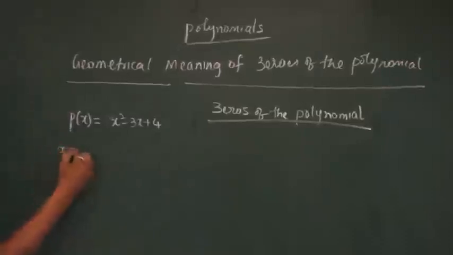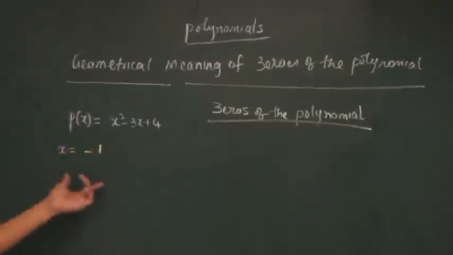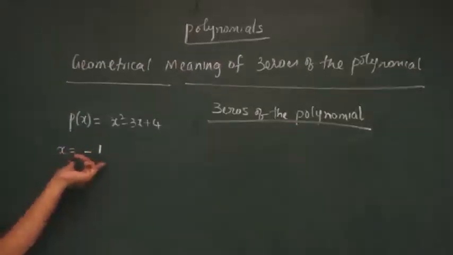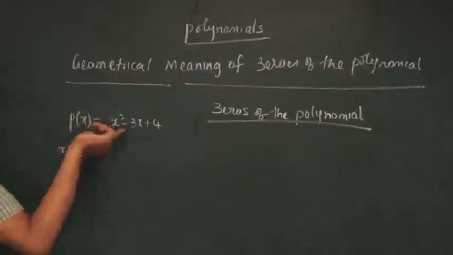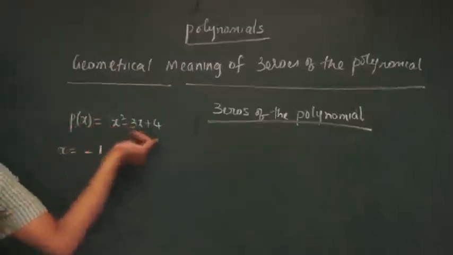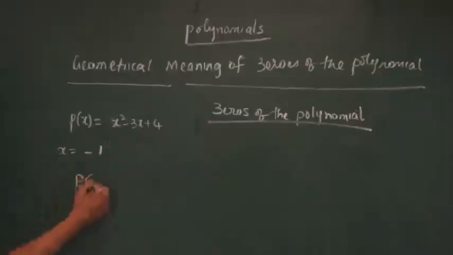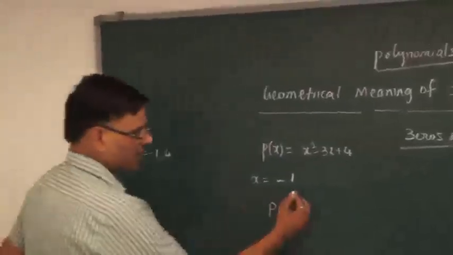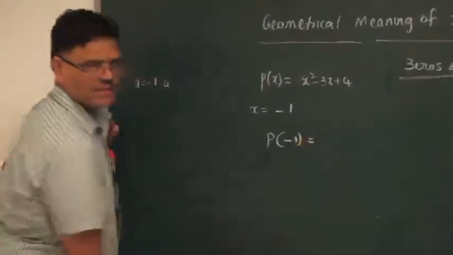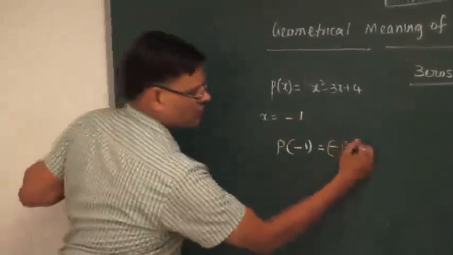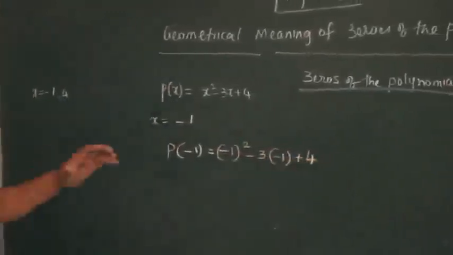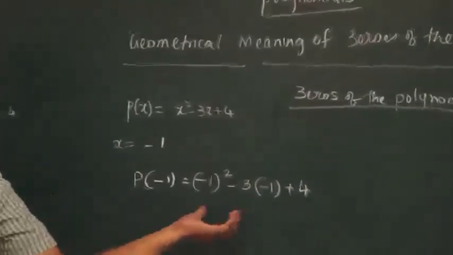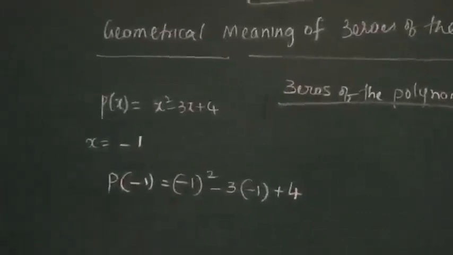Let us take x is equal to minus 1. If you take x is equal to minus 1, substitute the value of minus 1 in the given expression, p of x is equal to x square minus 3x plus 4. So wherever x is there, you substitute the value minus 1. So p of minus 1 is equal to minus 1 whole square minus 3 into minus 1 plus 4. Now the next step is to find minus 1 whole square.